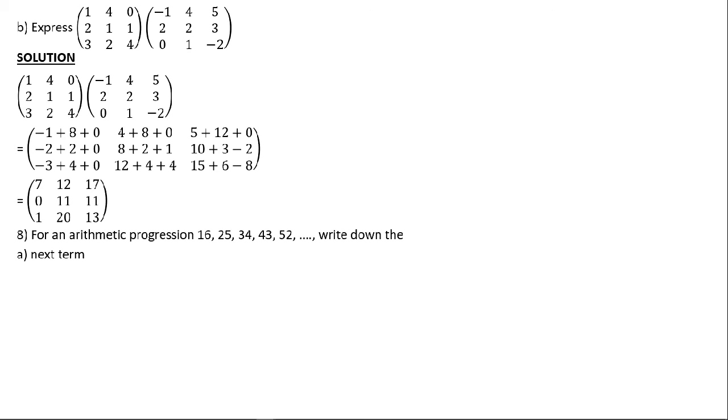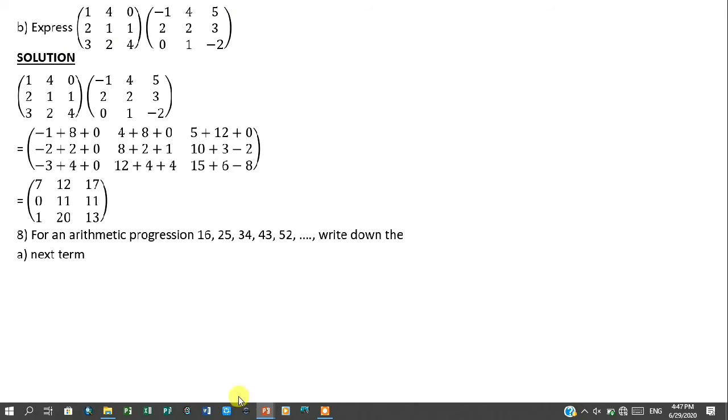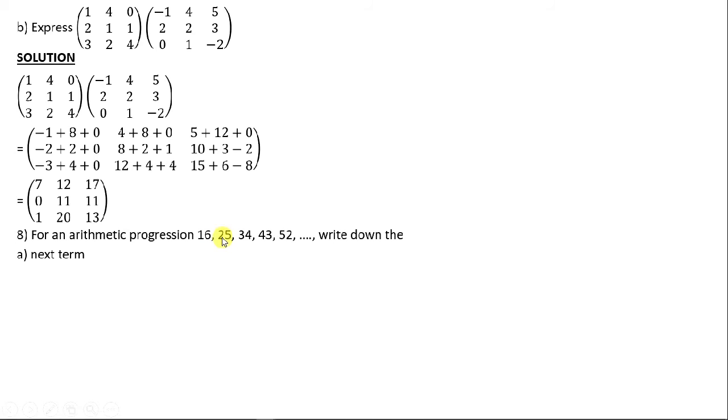We continue. Find an arithmetic progression. For an arithmetic progression 16, 25, 34, 43, 52, write down the next term. So to find the common difference, you subtract the 5th term minus the 4th term, the 4th term minus the 3rd term, the 3rd term minus the 2nd term, the 2nd term minus the 1st term. The common difference will be the same.